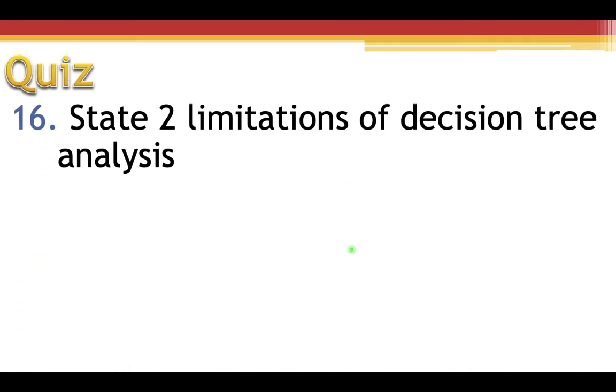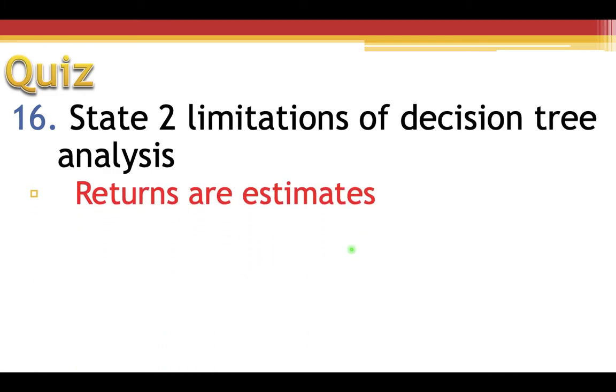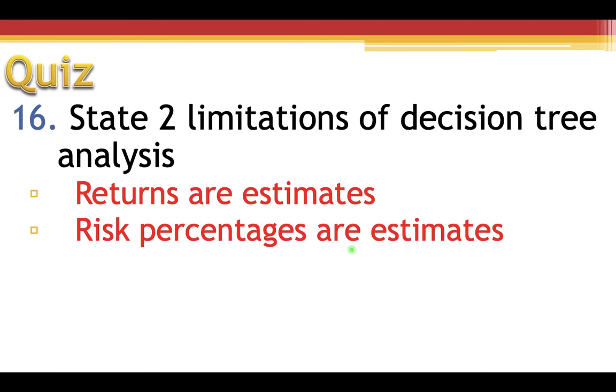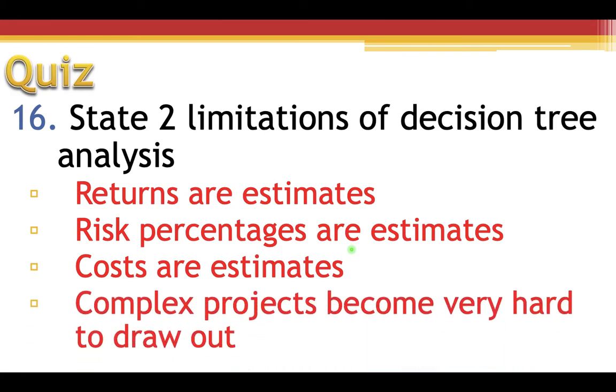State 2 limitations of decision tree analysis. All the returns are estimates. The risk percentages are also estimates, so that multiplier is also an estimate. And also the costs are estimates. And also complex projects become very hard to draw out.